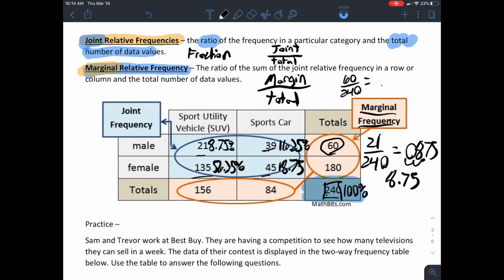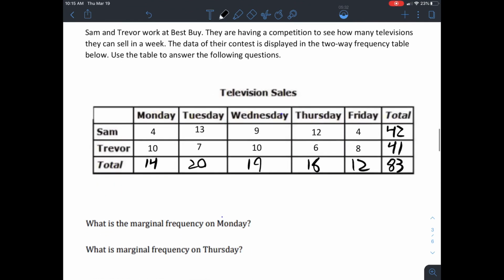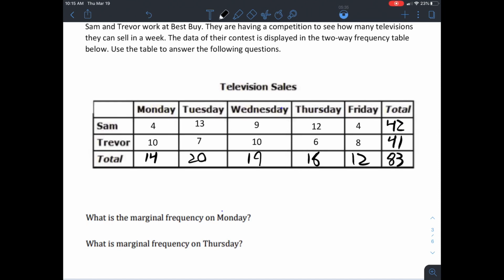And that would be the marginal frequency of men that participated in the survey. So 60 of the 240 total people in the survey were men, or 25% of the survey participants were men. You may also see percentages in the margins, guys, just like we just looked at with the joints. Same thing, 180 divided by 240 will give you 75%. So just like all of our joint relative frequencies added together equal 100, our marginal relative frequencies will also add together to equal 100. So let's move on to the practice.